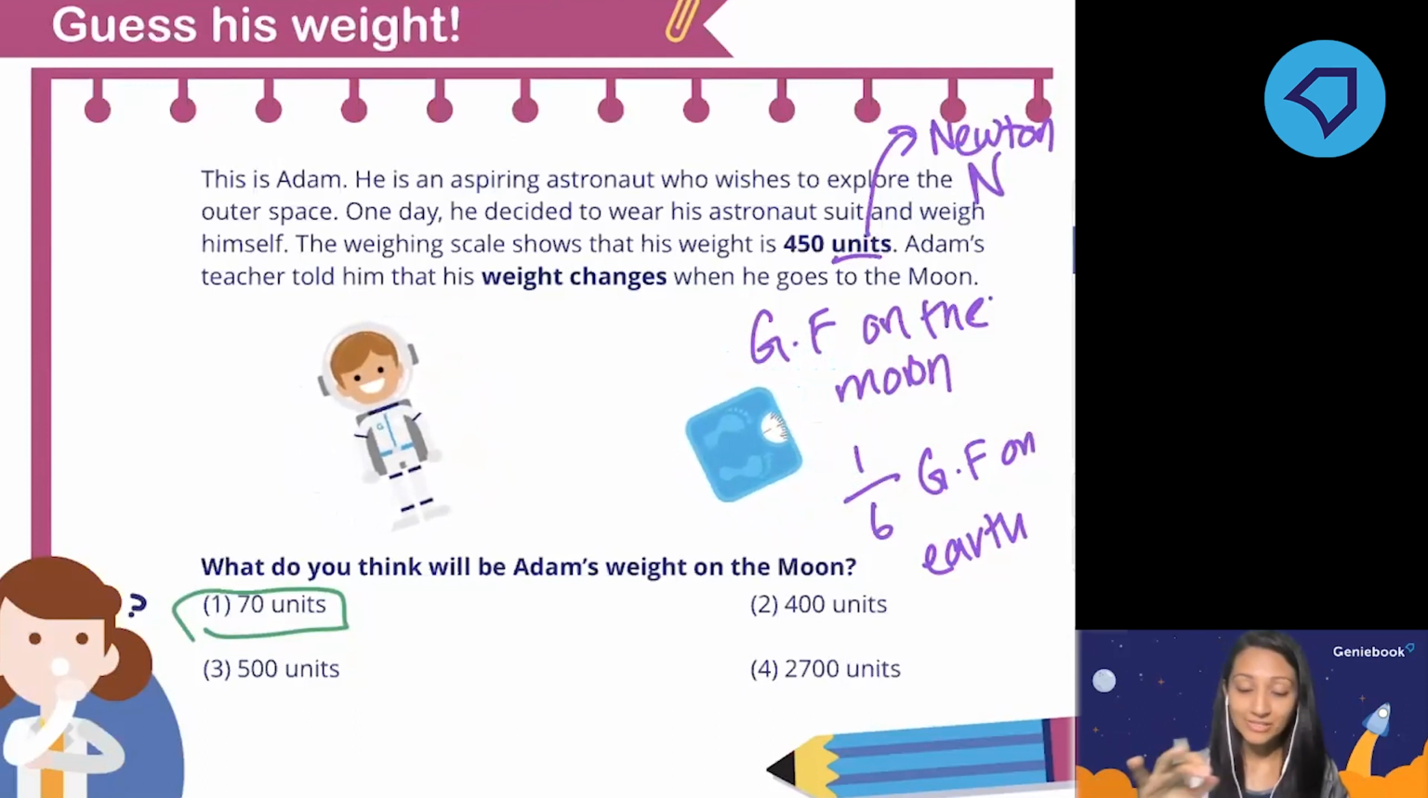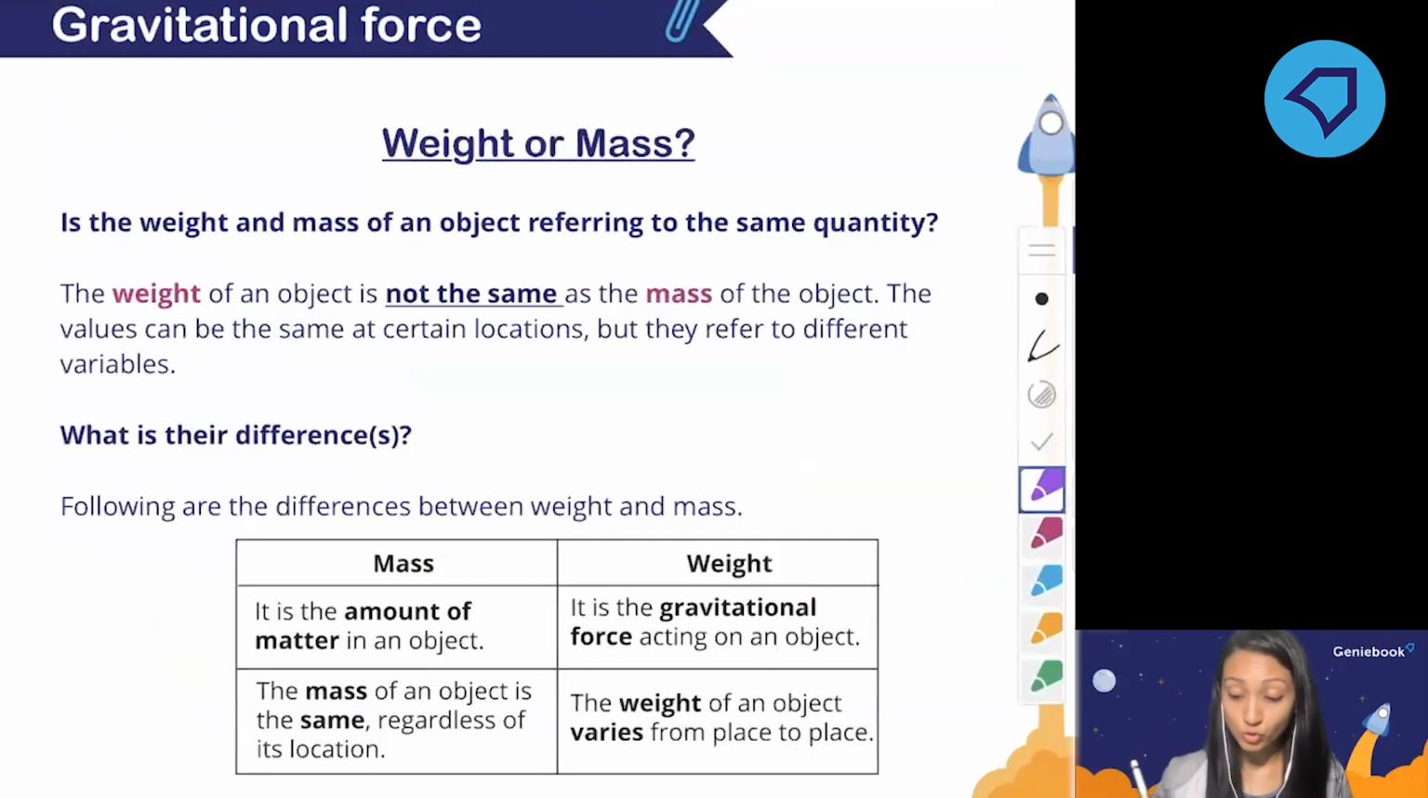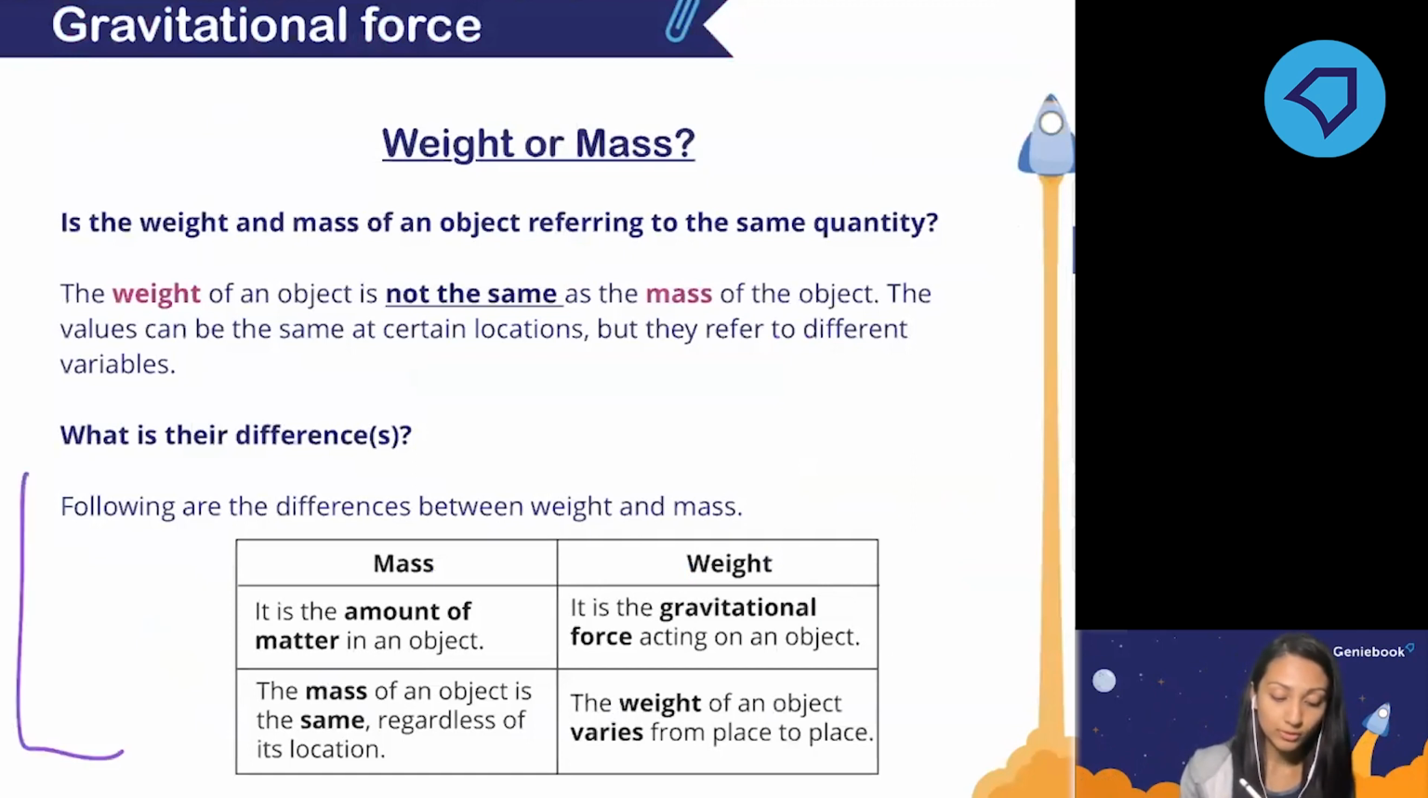So let's move on to the next part. All right, so you have tried this, right? Now, what is the exact difference between weight and mass? Is the weight and mass of an object referring to the same quantity? By now, we should know that it is not referring to the same quantity. So the weight of an object is not the same as the mass of the object. The values can be the same at certain locations, but they refer to different variables, right? So this part is super important. You need to take note of this.